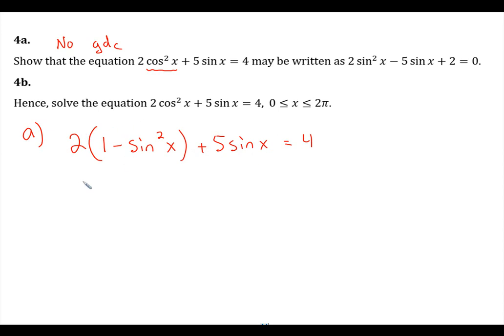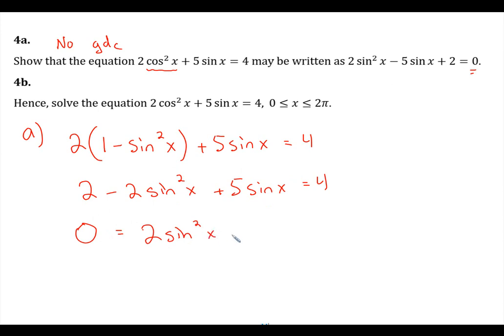So if I distribute the 2, I'll get 2 minus 2 sine squared x plus 5 sine x is equal to 4. And then we need to set the equation equal to 0, so I'll move everything on the left to the right side. So I'll get 0 is equal to 2 sine squared x minus 5 sine x and then plus 2, which is what we're trying to show. Okay? So that's part A. Let's take a look at part B.